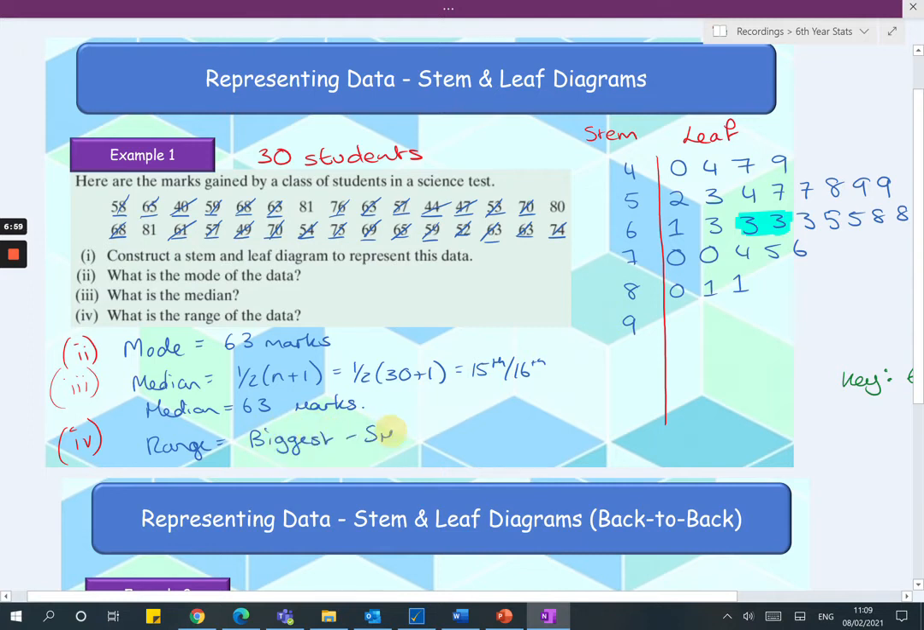So the highest marks achieved in this exam were 81. Take away the lowest marks achieved in this exam, which was 40. So my range is 41. And that's, guys, how we complete a stem and leaf diagram.